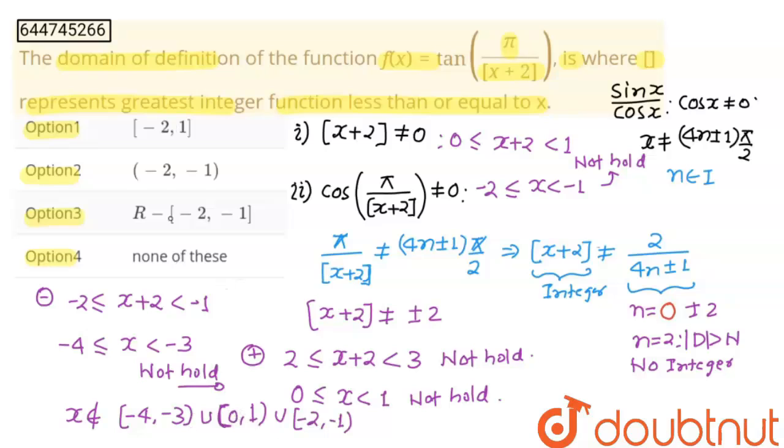If you see, option 1 is wrong, option 2 is wrong, and option 3 is wrong. So option 4 is correct. The answer will be R minus all of this.